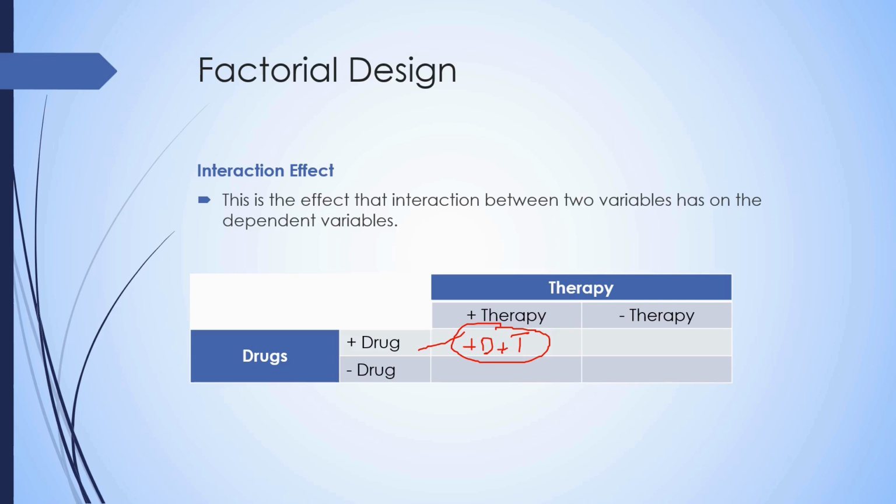Similarly, we have more combinations, that's plus drug minus therapy, minus drug plus therapy, minus drug minus therapy. All of these will have individual effects, separate effects on the depression score. This would be the interaction effect. The other one was individual effect, which we call main effect.